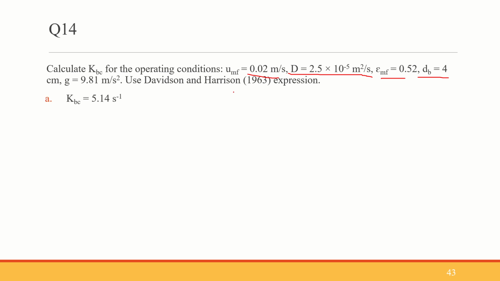Option A, KBC is equal to 5.14 per second. Option B, KBC is equal to 15.24 per second. Option C, KBC is 10.55 per second. Option D, 12.14 per second. So again, I'll give you guys a minute's time to get the correct expression and we will solve the answer.